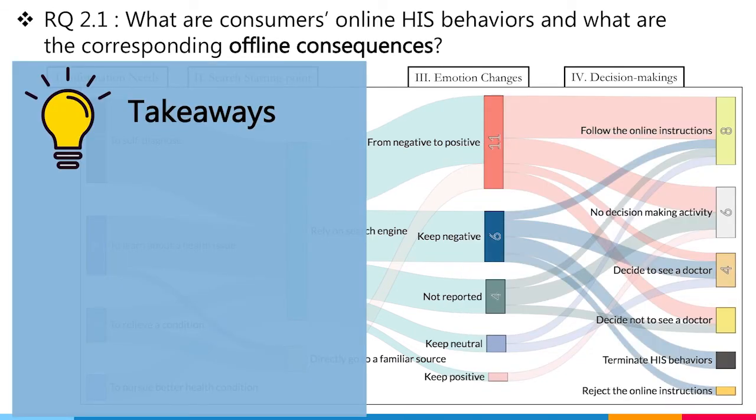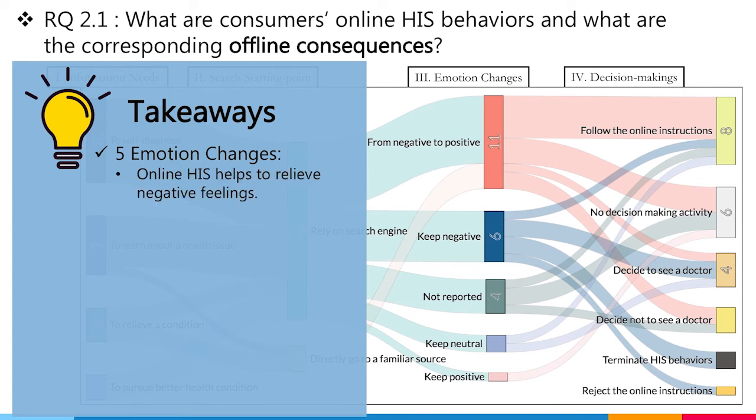Then for the emotion change, we identified 5 different types of emotion changes offline. And generally, online health information seeking helps to relieve negative feelings, because we found most participants, 11 of them, felt from negative to positive after their online search. And we summarized the 6 types of decision makings.